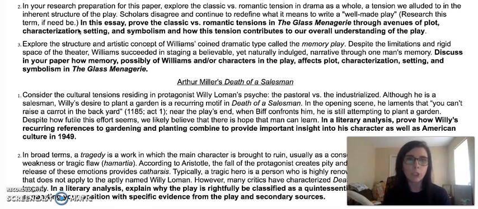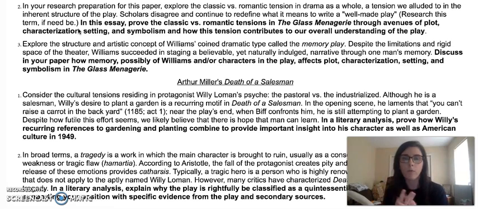So in number 2, one of your choices, you can write about this. In your research preparation for this paper, explore the classic versus romantic tension in drama as a whole, a tension we alluded to in the inherent structure of a play. Scholars disagree and continue to redefine what it means to write a well-made play. The structure of that has gone under much scrutiny as to what actually makes a well-made play.